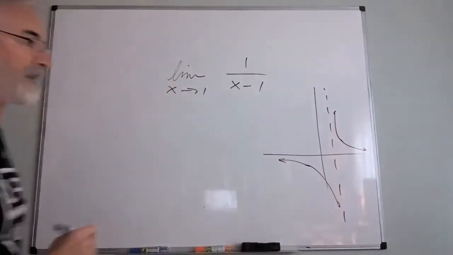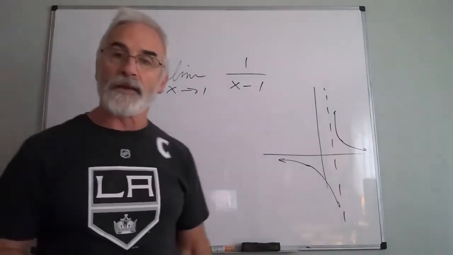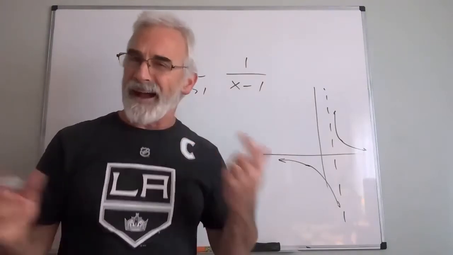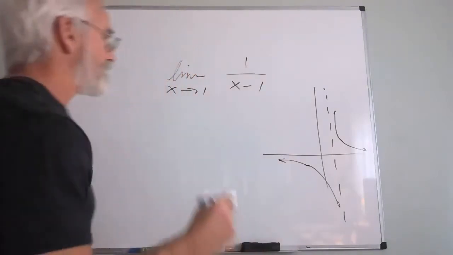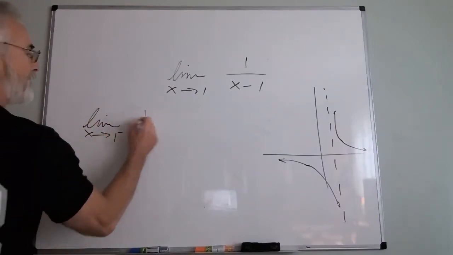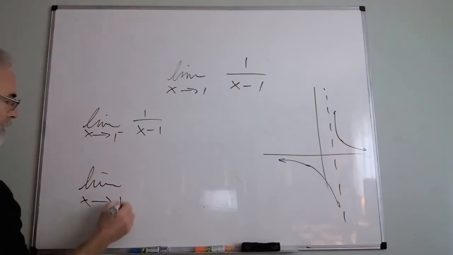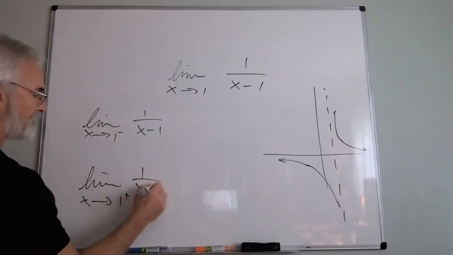Okay, it's not that exciting. It's a hyperbola rotated 45 degrees. But because I asked the limit as x approaches 1 and there's a discontinuity in the middle, I have to do the one-sided limits. So in this case, we'd say the limit as x approaches 1 from the left of 1 over x minus 1. We'd say, what's the limit as x approaches 1 from the right of 1 over x minus 1?